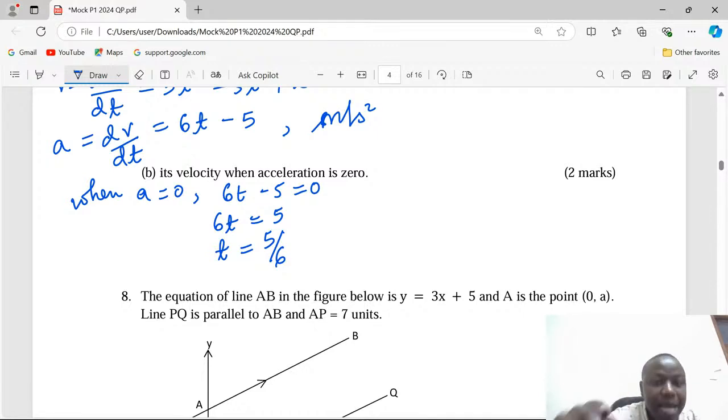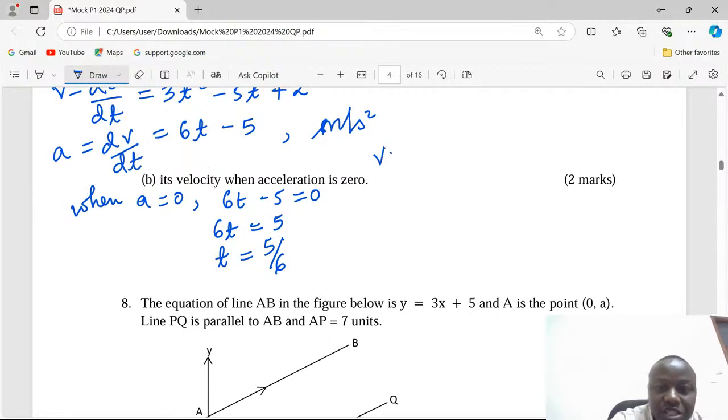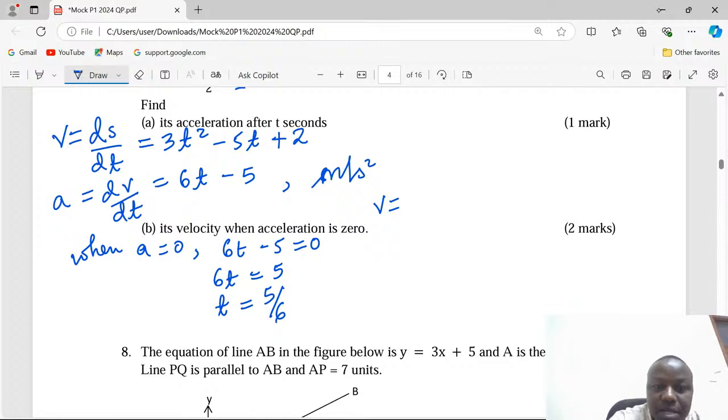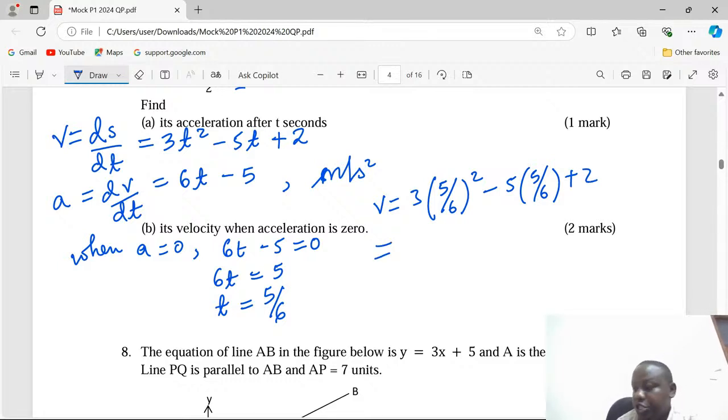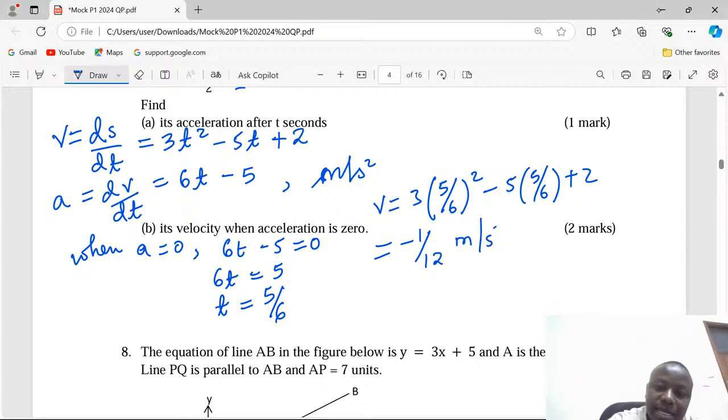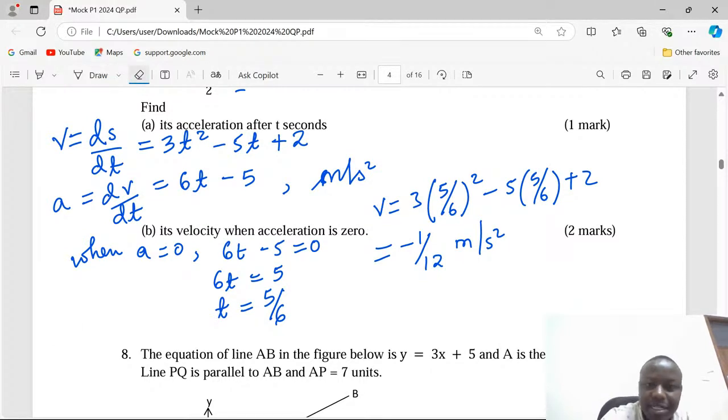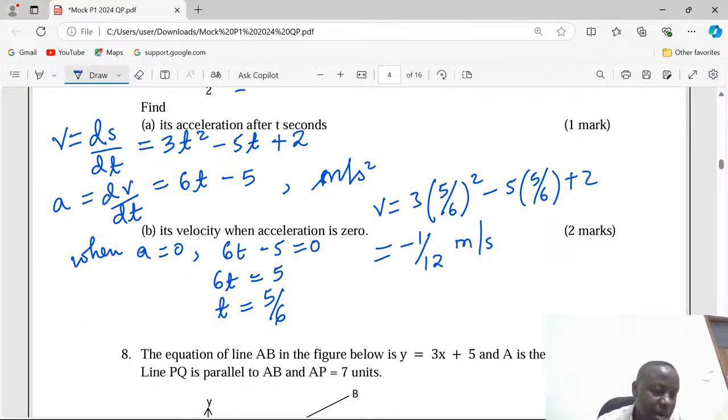So velocity when acceleration is 0: remember this is 3, we are now on the velocity function, 3 times (5/6) squared, then minus 5 times 5/6, then plus 2. This is going to give us a value equivalent to negative 1/12 meters per second. Sorry, we are finding velocity, so it is meters per second, not second squared. Thank you so much.